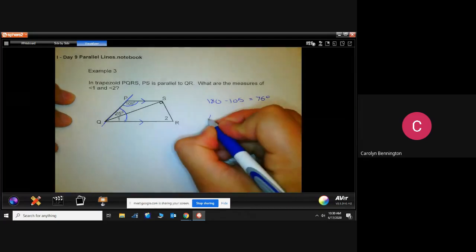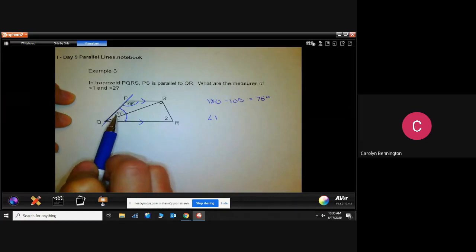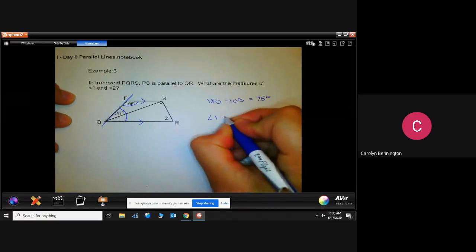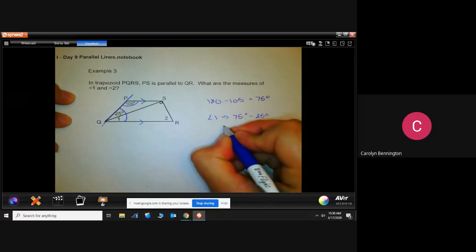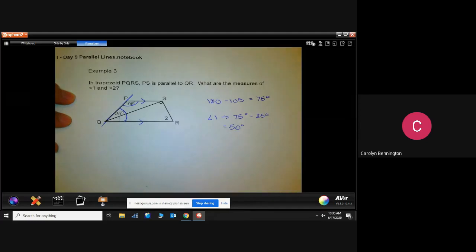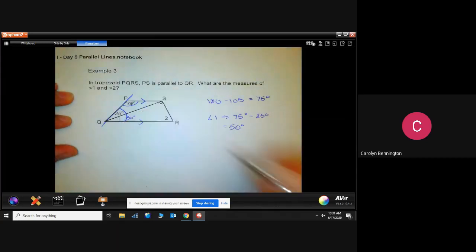So now to find angle 1, we know that this part has to be 75 degrees. Part of it is already 25 degrees. So we have to take our 75 degrees and subtract the 25 degrees. So angle 1 will be 50 degrees. So this diagram is not drawn to scale. It looks like the 25 degrees and the angle 1 are pretty close to each other, but just keep in mind that it's not drawn to scale, so trust your calculations. So angle 1 here is 50 degrees.